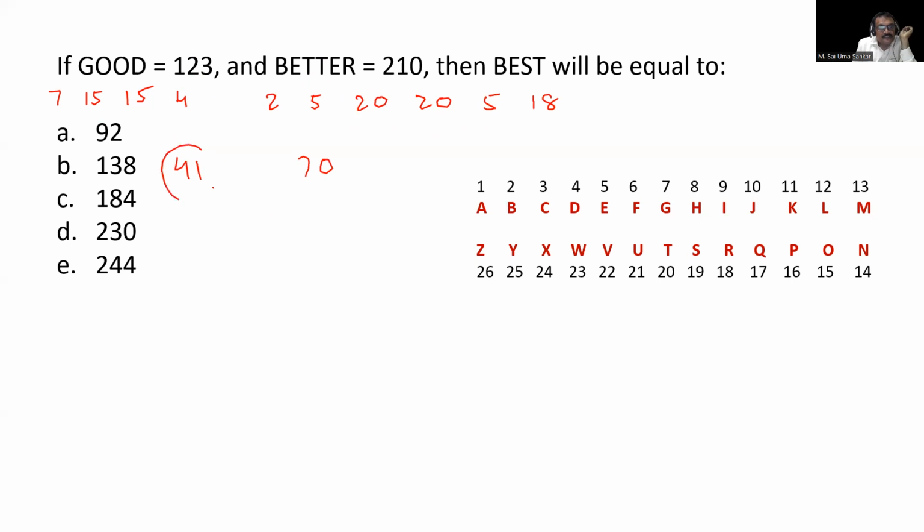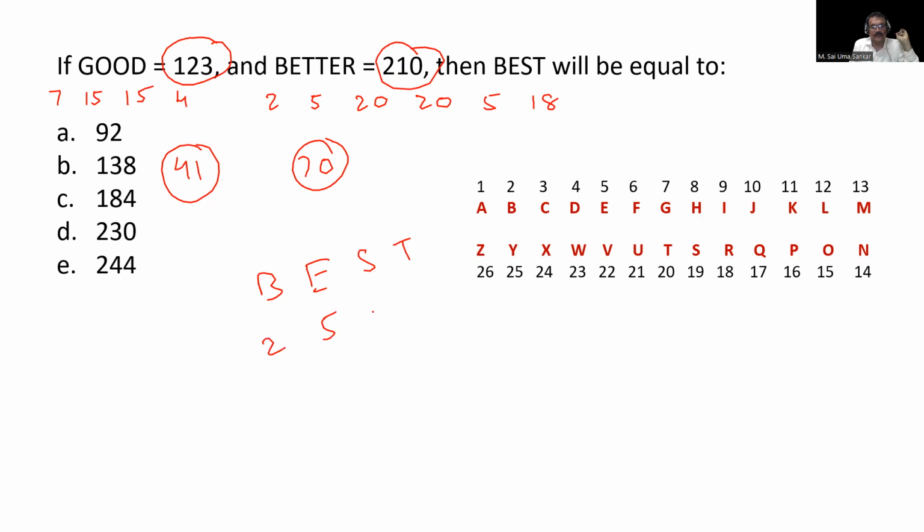If you observe, this is 43, this is 123, this is 70, this is 210. What happened? Sum of the place values into 3. What we required is best, right? B is 2, E is 5, S is 19, and T is 20. 20, 39, 39 plus 5, that equal 44 plus 2, that equal 46 into 3. Okay, so 120, 138, option B is the correct answer. So, sum of place values into 3.